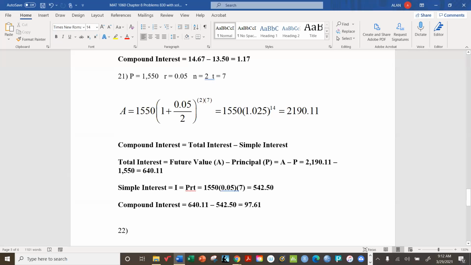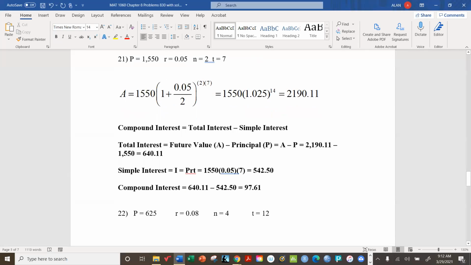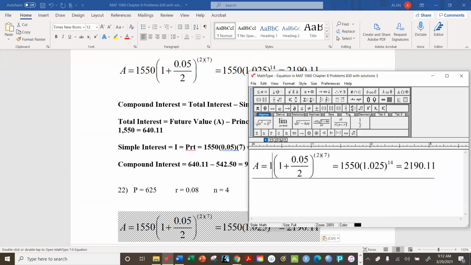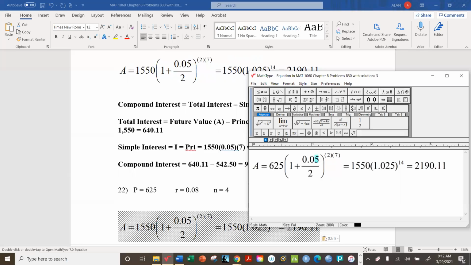All right, now for 22, the principal will be 625. The rate is 0.08. Quarterly is the compounding frequency, and it's a 12-year investment. All right, so we'll plug those into the formula. All right, 625. 8% quarterly, so that's 4 down here, and 12.